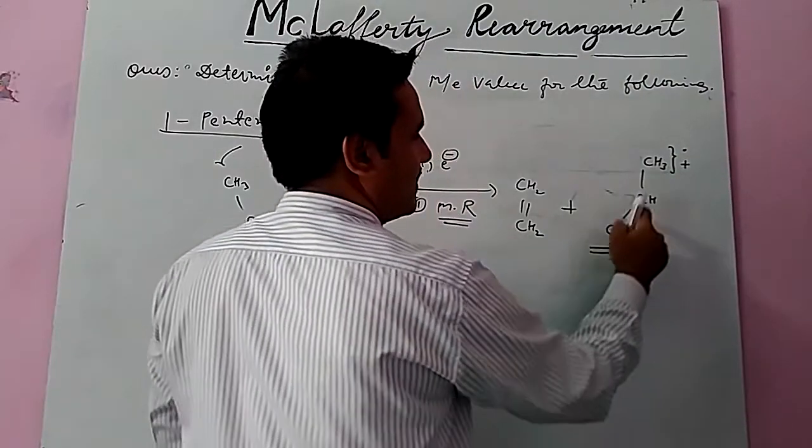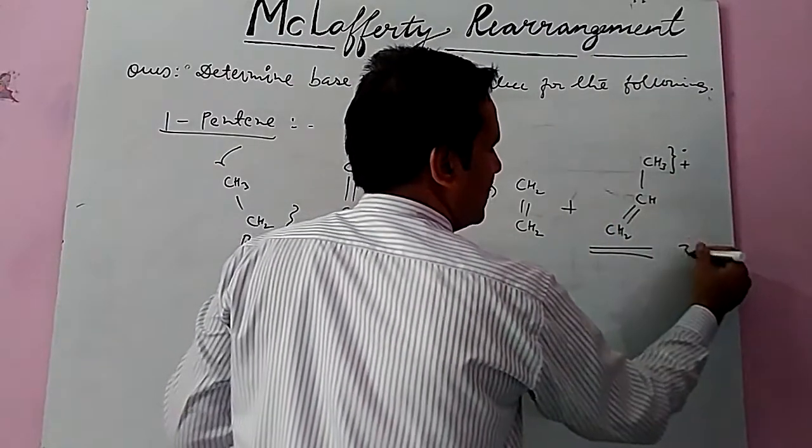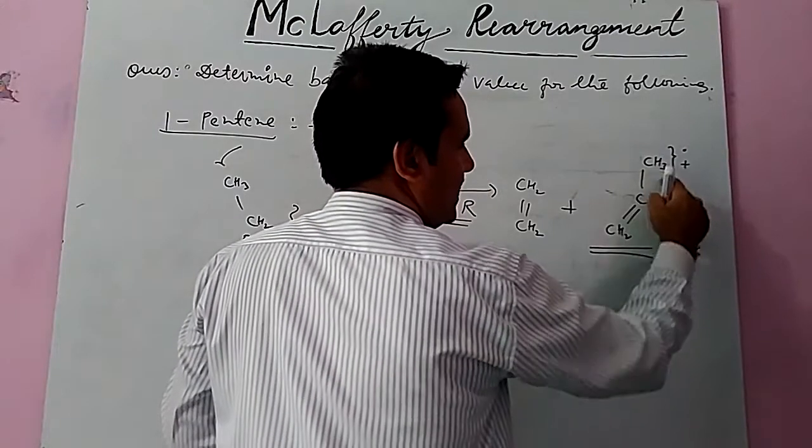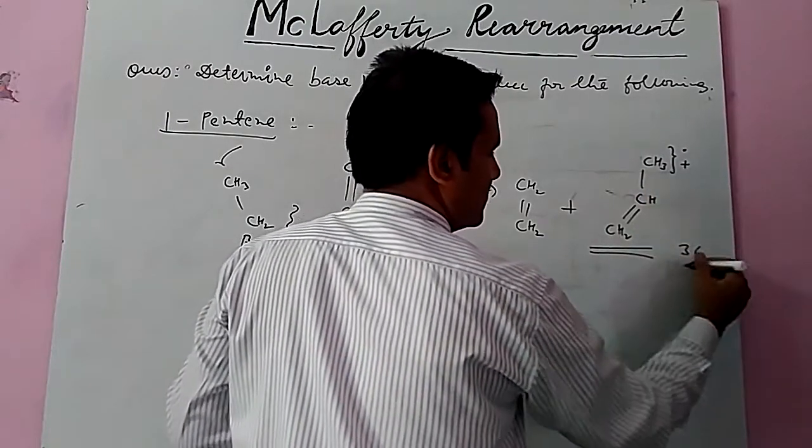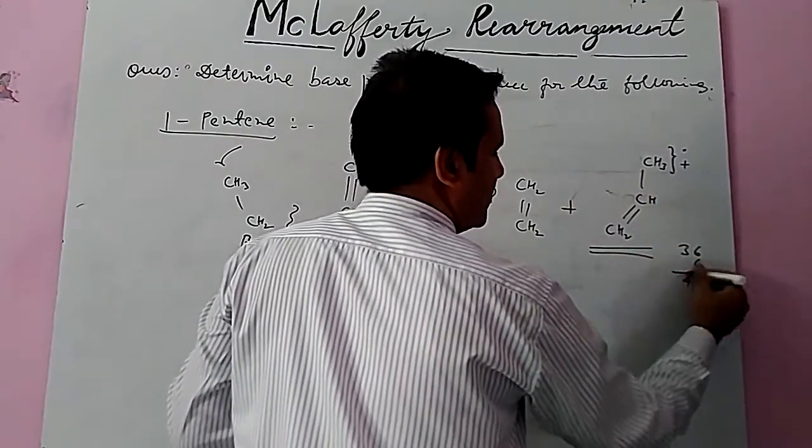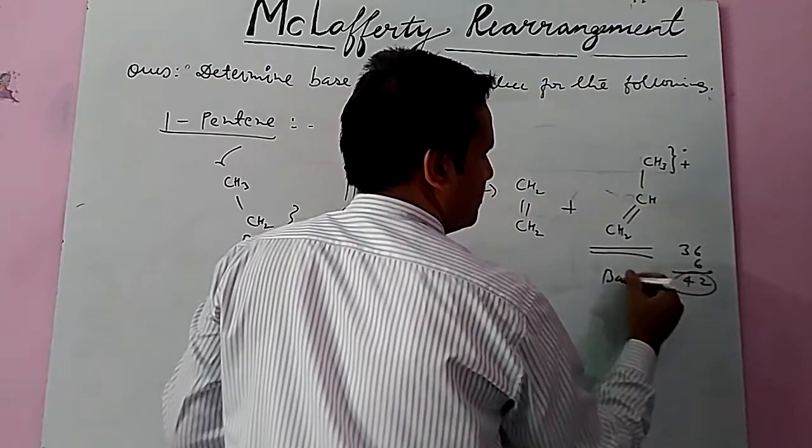Check the value: 1 carbon, 2 carbon, 3 carbon, 3 carbon 36, 3 plus 4 plus 2 6, that is 42 is the base peak.